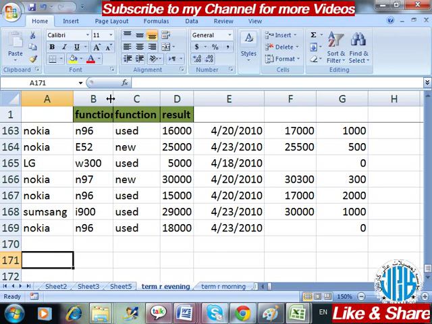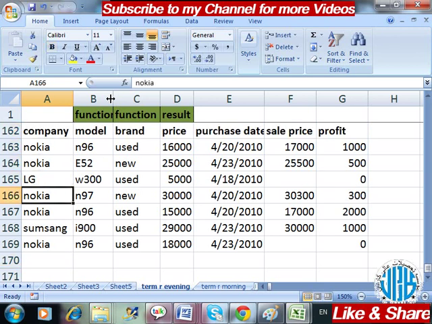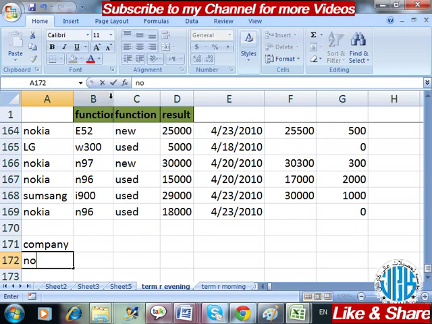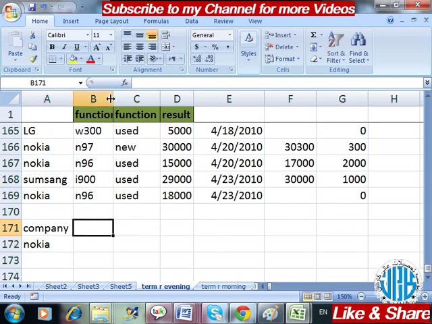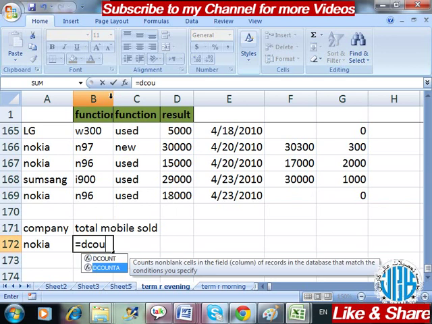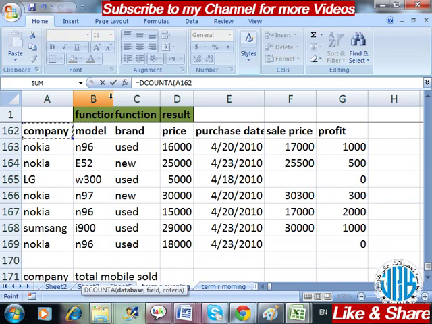Here, write company. Nokia. Here, total mobile sold. Okay, is equal to, which function am I going to use? DCOUNTA. Select the database.